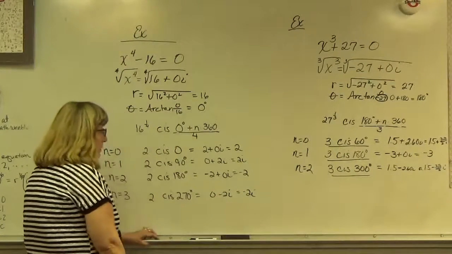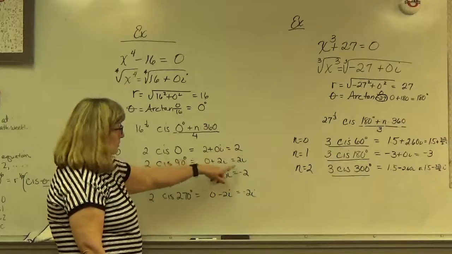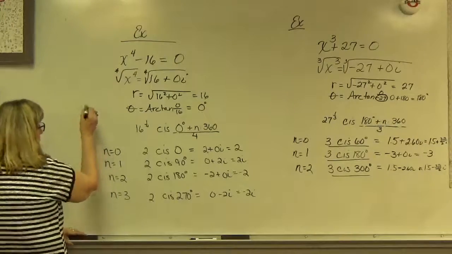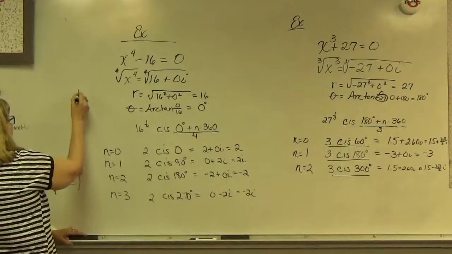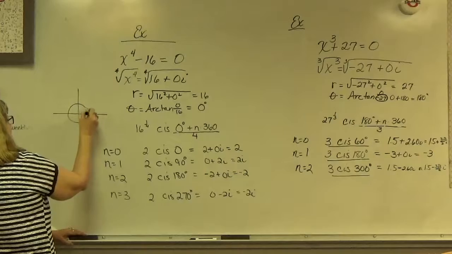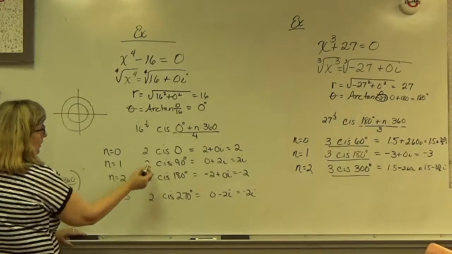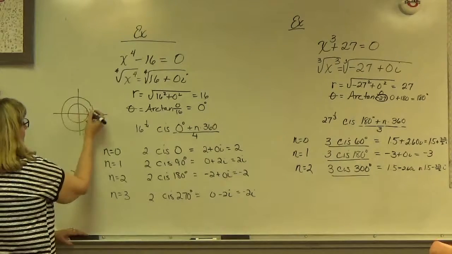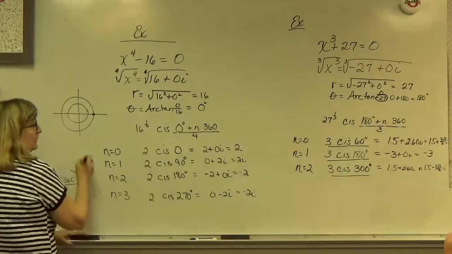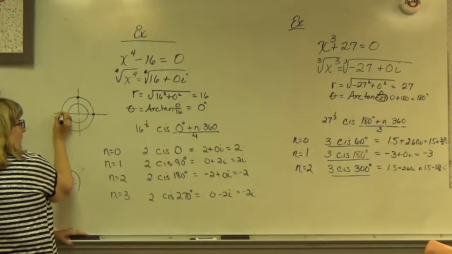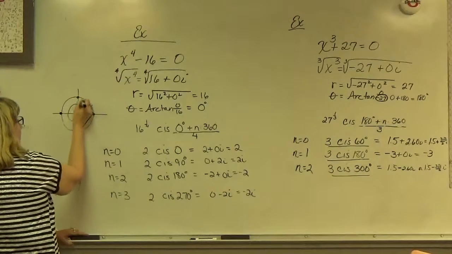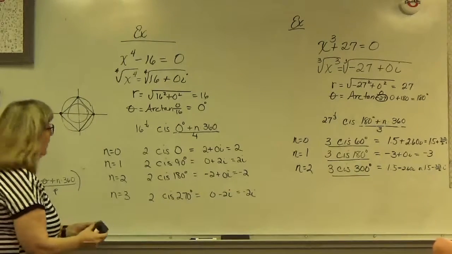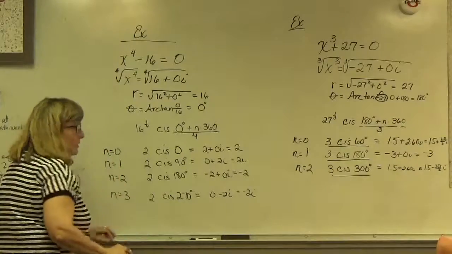So we ended up with 4 answers, right? 2, 2i, negative 2, and negative 2i. And then what would we have as a check if we wanted to use it? Let's see, I've got a radius of 2. So where is 2, 0 located? On the axis. Where's 2 at 90? Looks like they're all on the axis, aren't they? Yes. So if I play connect the dots, I should have a square. Okay, is everybody good with that one?